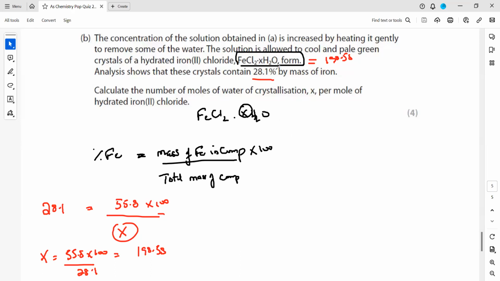to know the mass of the water, how can I know it? If I have the total mass of FeCl2.xH2O, and I subtract the mass of FeCl2, I'll get the mass of water. Why do we need the mass of the water? Because using the mass of water, we'll work out the moles of water, and then we'll take the simplest ratio between iron(II) chloride and the water molecules, their moles, and then we'll know how many moles of water of crystallization are there.